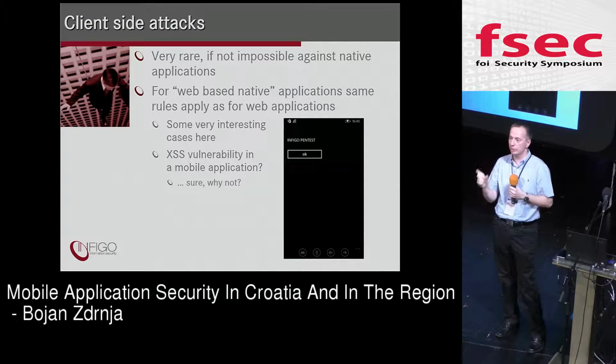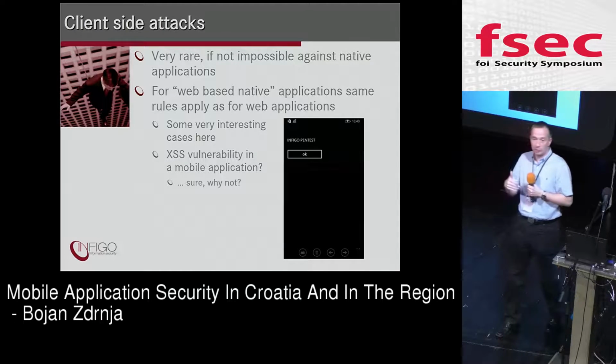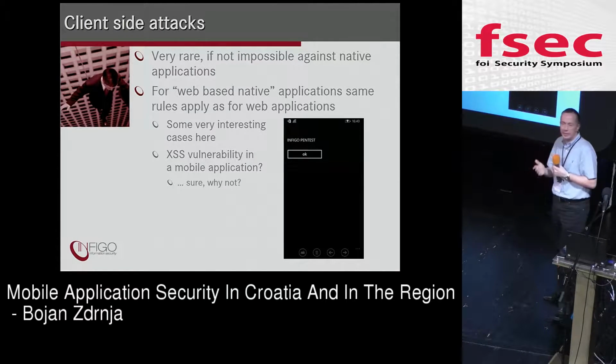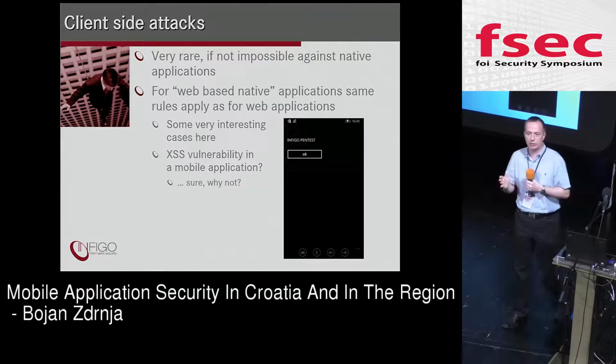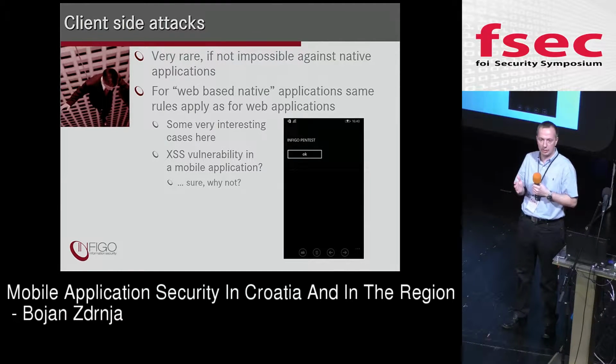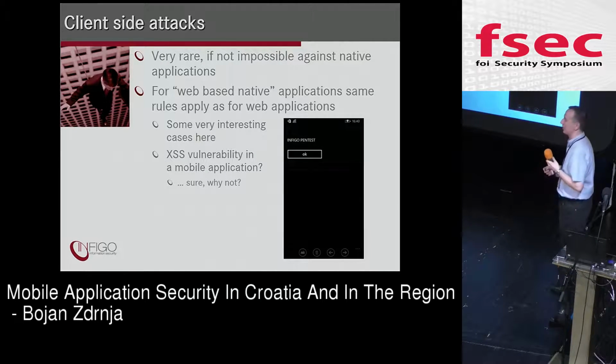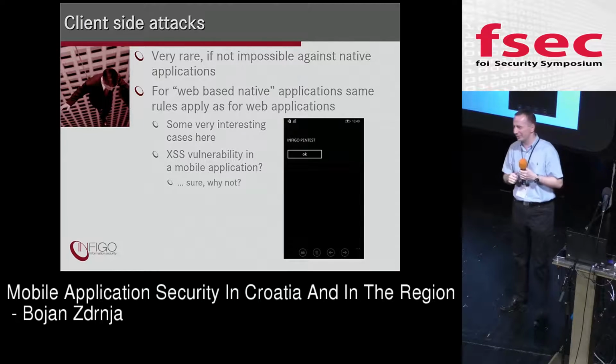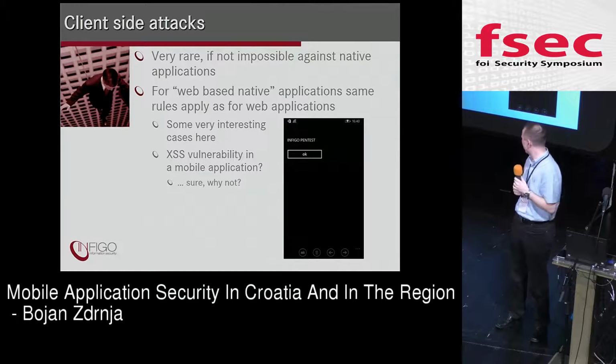That's actually a browser shell, and the application uses HTML, JavaScript, CSS, whatever, connects to the server, and then displays the data. And on your phone, it looks like any other application. It doesn't look like a browser. Those applications obviously are vulnerable to any other security vulnerabilities that are meant for browsers. I'm pretty sure that Miro will have a good presentation tomorrow about cross-site scripting, so we'll see what we can have in mobile applications as well.